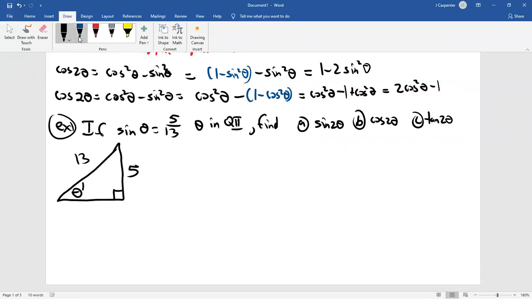And then you can call this leg B, which is going to be the square root of 13 squared minus 5 squared, which is the square root of 169 minus 25, which is going to be 144, and the square root of 144 is 12. So that's the 5, 12, 13 triangle.